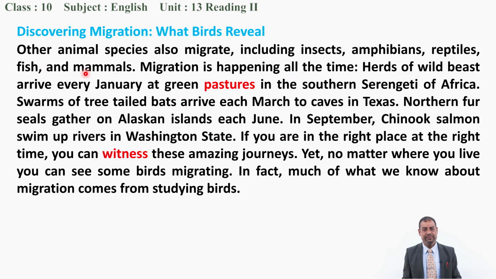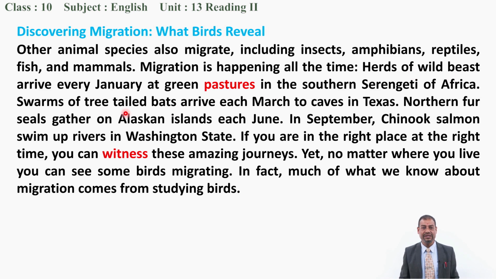Okay, so now after this we have another paragraph. So let's read together. Other animal species also migrate. Now here, animals, okay, not only the birds but also the animals migrate, go from one place to another place, including insects. Wow, interesting. Even insects, see, amphibians, okay, reptiles, fish and mammals. I hope you know the meanings of these words because you might have learned them in your science subject also. Migration is happening all the time. See, migration, going from one place to another, taking place all the time.